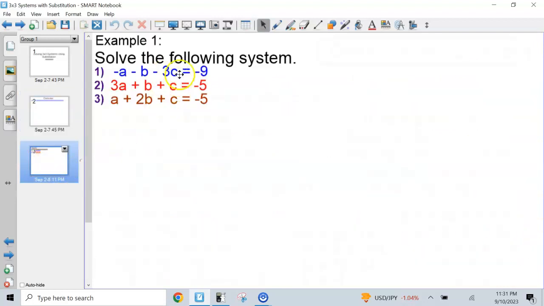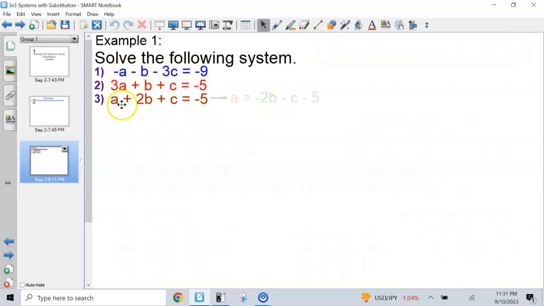Here's a triple system. I'm going to label them 1, 2, and 3. I'm going to solve one of them for a variable. I'm going to solve the third equation for A. It's a good choice because its coefficient is 1. You can also solve for B here, C here, C here, even A or B on the first equation.